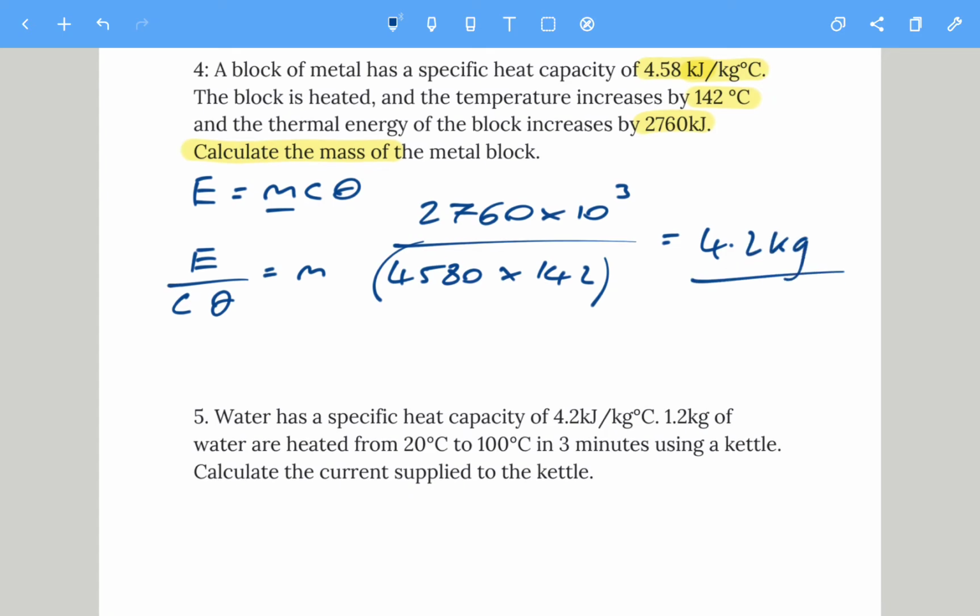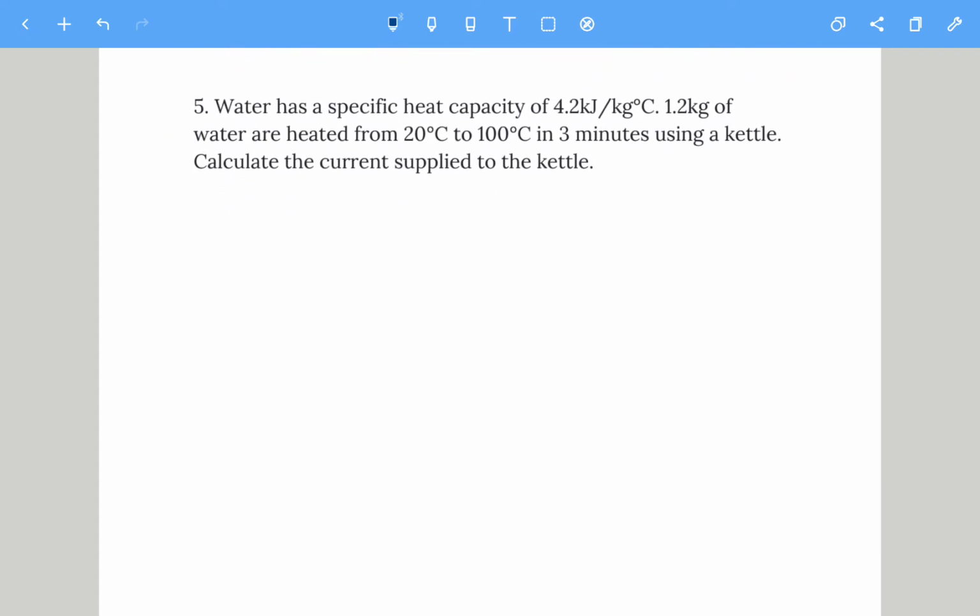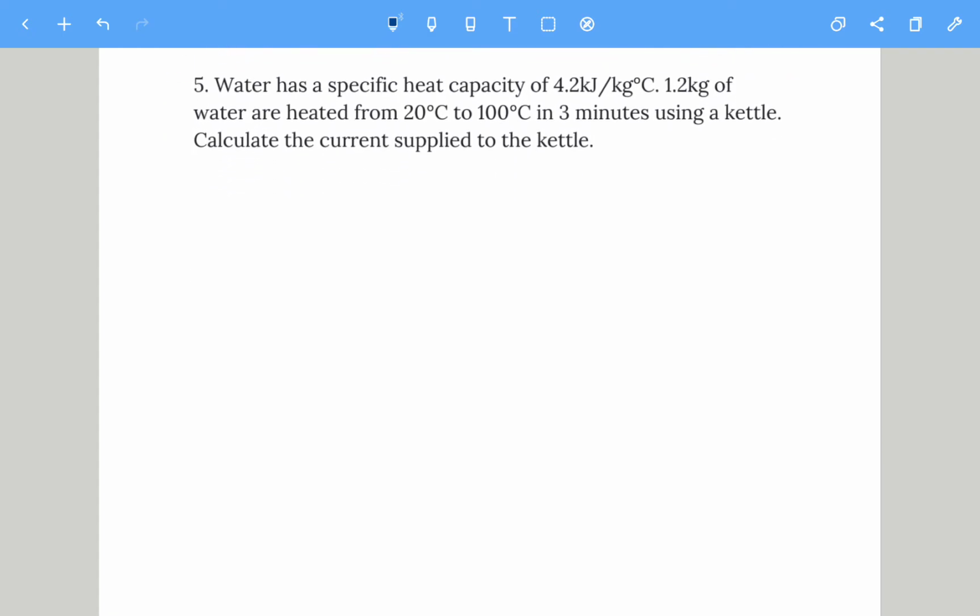Hopefully that went okay. Let's have a look at number 5 then. So this is extension work. So if you've not done it already, if you want to pause and have a go, and then I'll take you through the answer. So water has a specific heat capacity of 4.2 kilojoules per kilogram per degree.